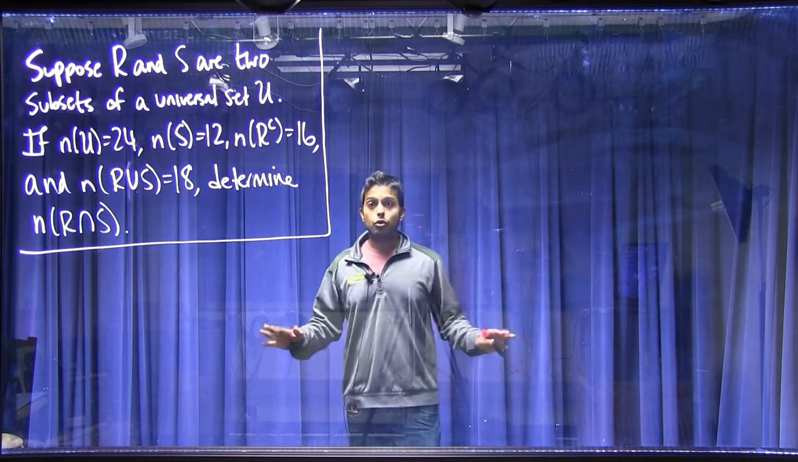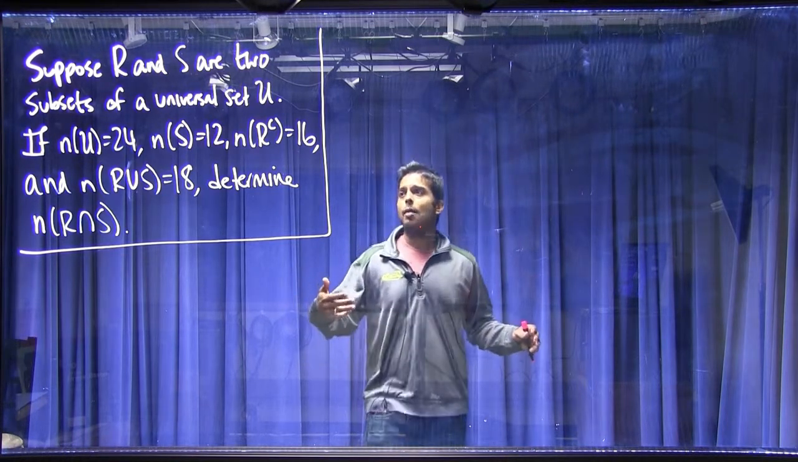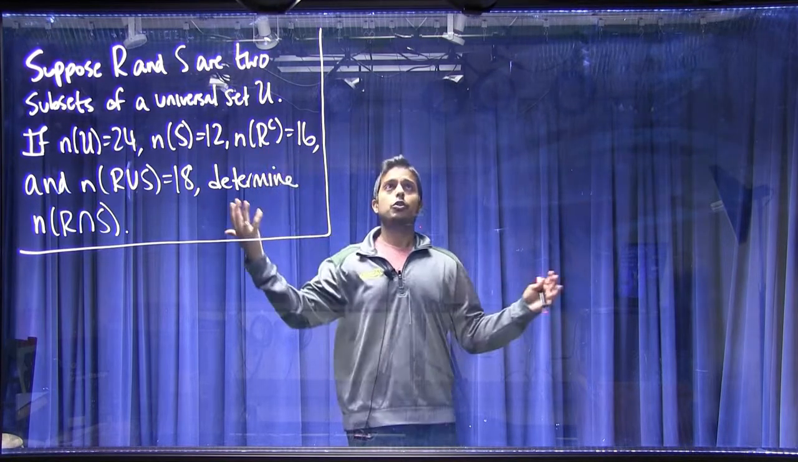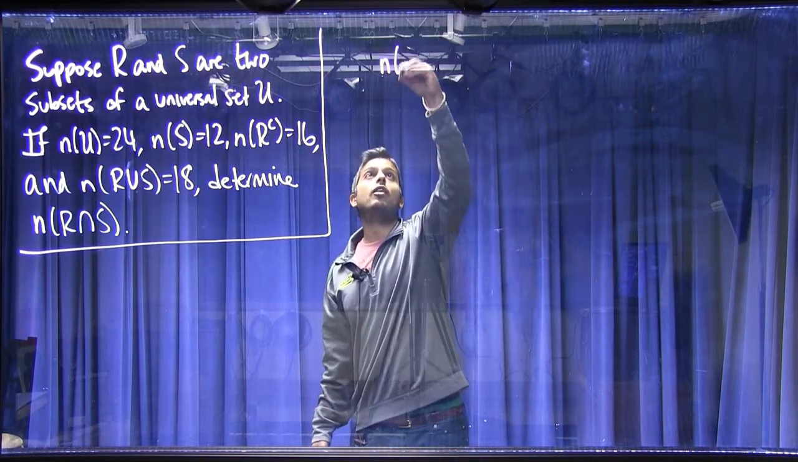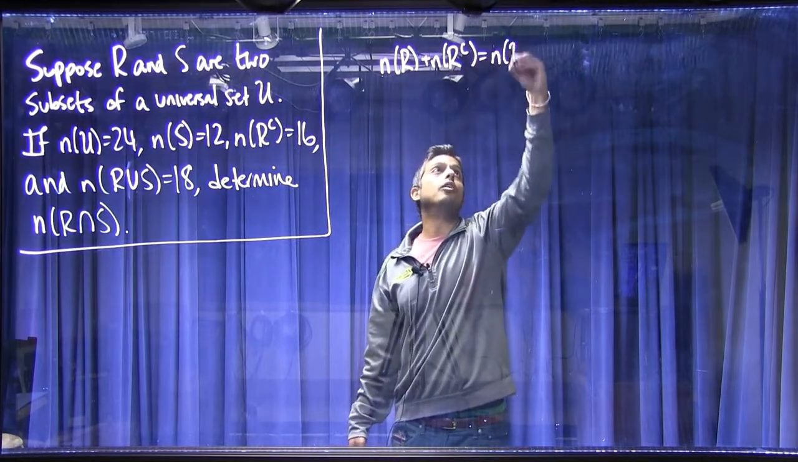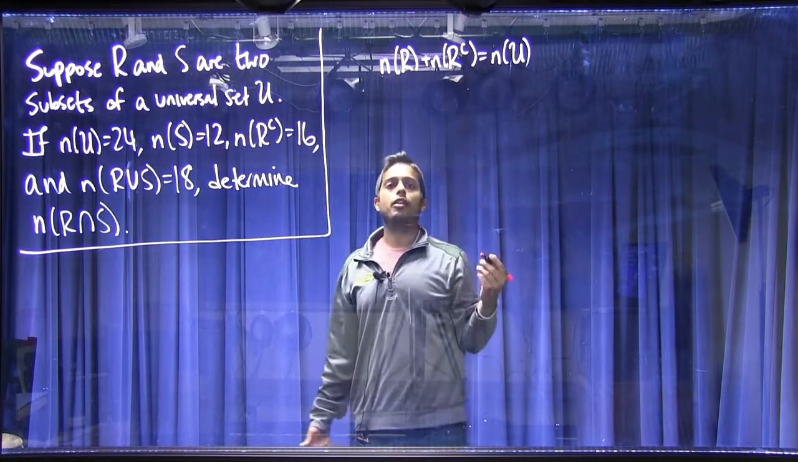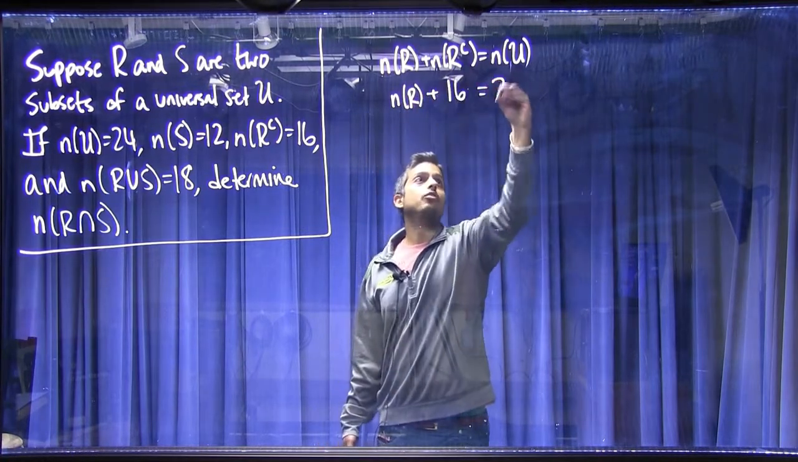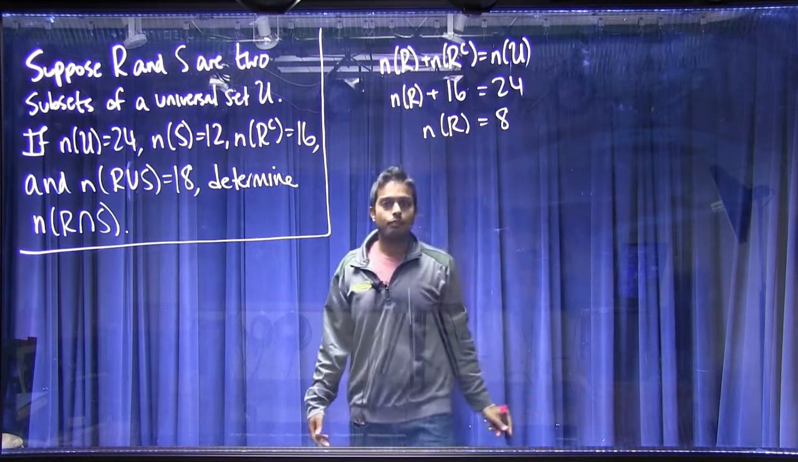So we're actually going to do this in two ways, but before we do that, we first need to figure out how many elements are in R itself, because right now we just know how many elements are in R complement. So let's do that first. Using one of the formulas from the last video, we know that the number of elements in R plus the number of elements in R complement is equal to the number of elements in our universal set. We know these two numbers, so we can solve for the number of elements in R. This one is 16, and this one is 24, and therefore the number of elements in R is 8.